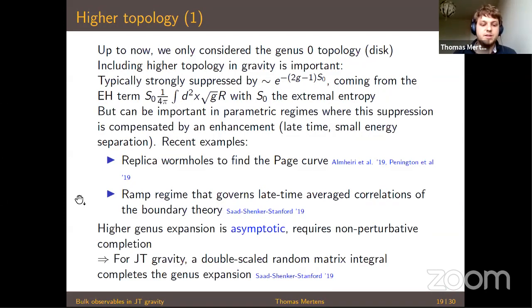Now, the genus expansion generically is asymptotic, and it requires a non-perturbative completion. And now I will use this result from Saad, Shenker, and Stanford from last year, that for the specific case of JT gravity, the genus expansion can be completed into a double-scaled random matrix integral. So I will use this now to analyze what the effect is of higher genus contributions on this detector response.